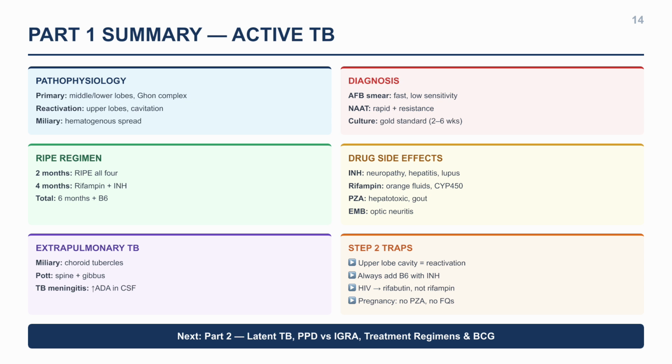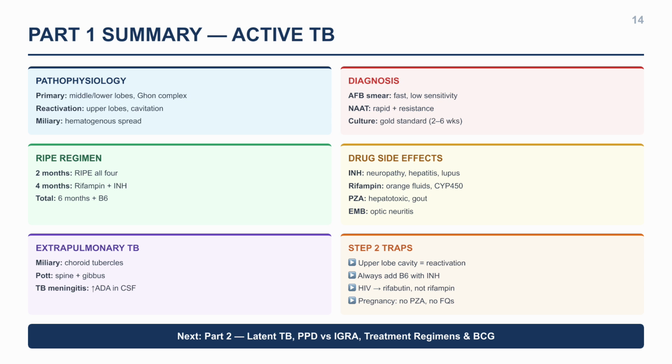The RIPE regimen is 6 months total. RIPE for 2 months, then rifampin and isoniazid for 4 more months, plus pyridoxine. Key drug side effects. Isoniazid causes neuropathy and hepatitis. Rifampin turns body fluids orange and induces CYP450. Pyrazinamide is the most hepatotoxic and causes hyperuricemia. Ethambutol causes optic neuritis. For extrapulmonary disease, miliary TB shows choroid tubercles.